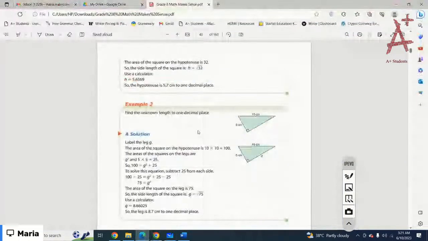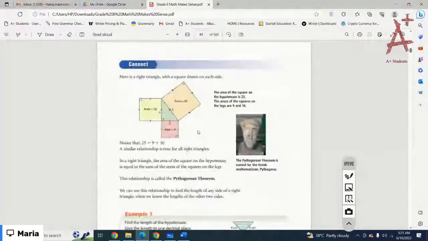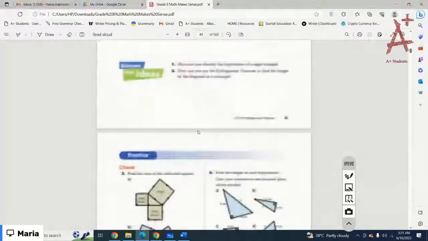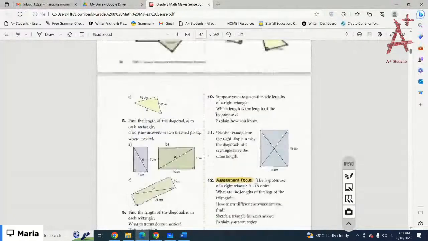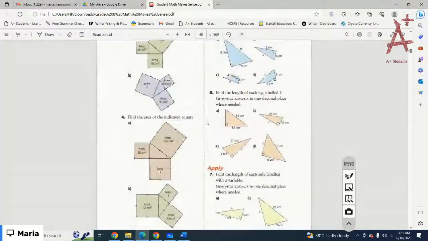Okay, let's do from question number 6. Find the length of each leg L. Okay, you have to find the other sides also. Got it? You are given two of them. You have to calculate the third one. Like for question number A, you have to calculate L. You have 12 and 15.